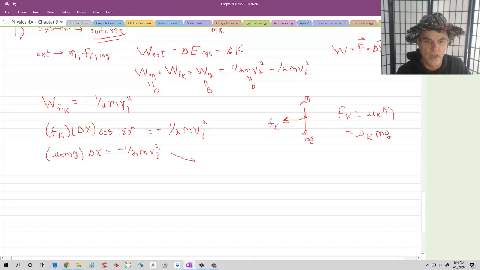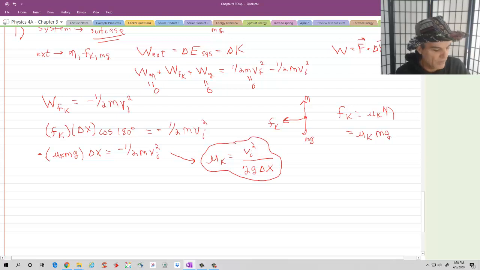And then once I solve for the coefficient of kinetic friction, what I'm going to get is what? Oh, one thing I forgot here. This cosine 180 is a negative 1. So again, this minus sign came from the cosine of 180. So this minus sign cancels out with this minus sign. Solving for the coefficient of kinetic friction, what I get is mu k equals v initial squared over 2 times g times delta x.